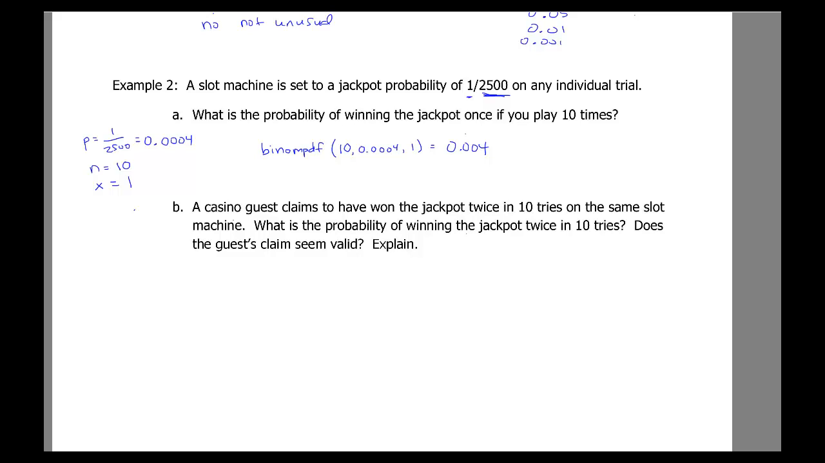So we have a claim here for the second one that someone won the jackpot twice in 10 tries on the same slot machine. And we want to know what's the probability of that actually happening. So again, we have P is 0.0004, N is 10, claimed that they played only 10 times and won twice, so now X is going to be 2. And we'll plug that in. And do a quick calculation.